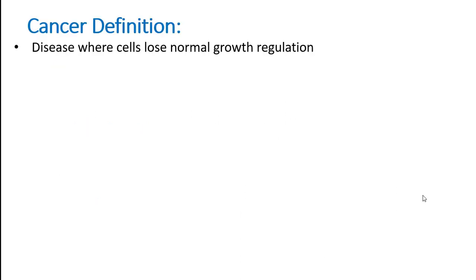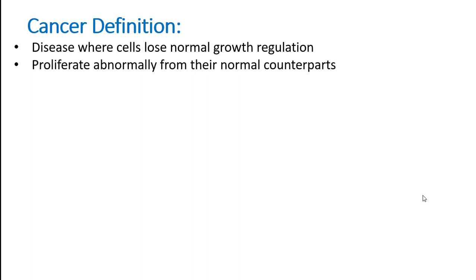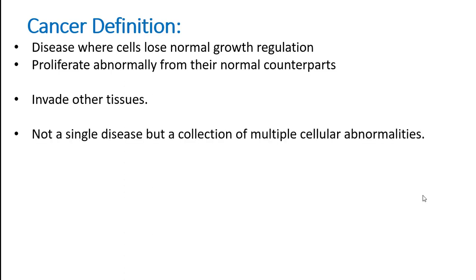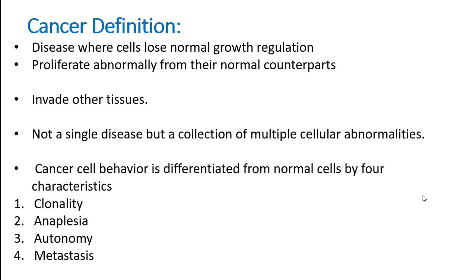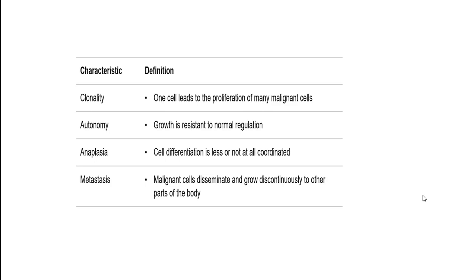Cancer definition: it is a disease where cells lose normal growth regulation, proliferate abnormally from their normal counterparts, and invade other tissues. It is not a single disease, but a collection of multiple cellular abnormalities. Cancer cell behavior is differentiated from normal cells by 4 characteristics. First, clonality. Second, anaplasia. Third, autonomy. Fourth, metastasis.